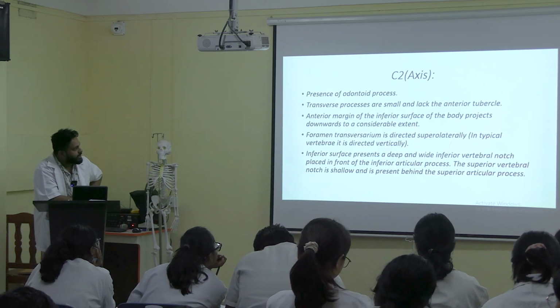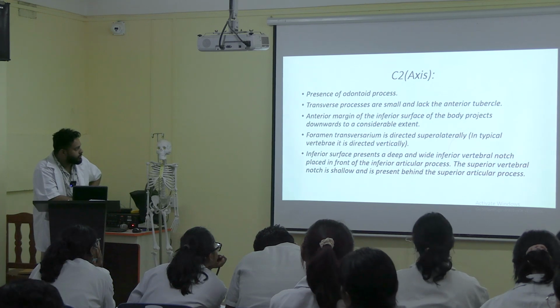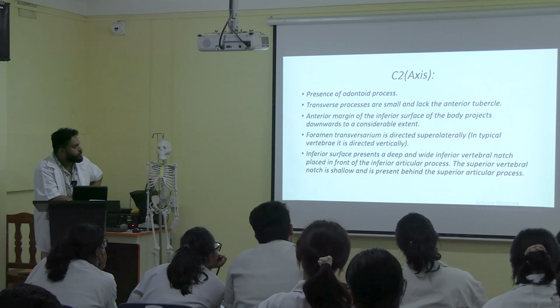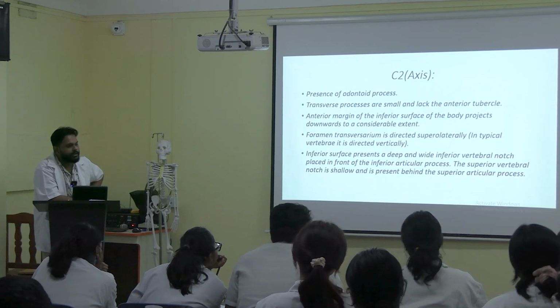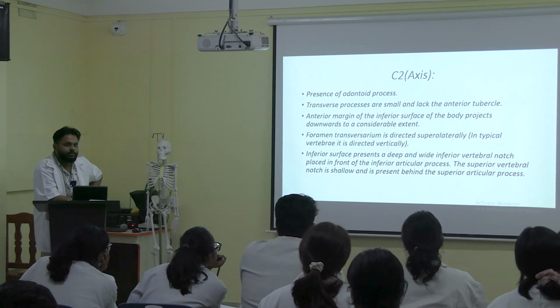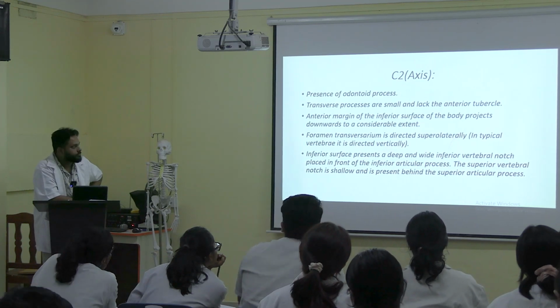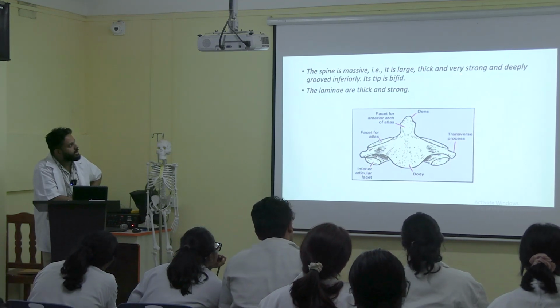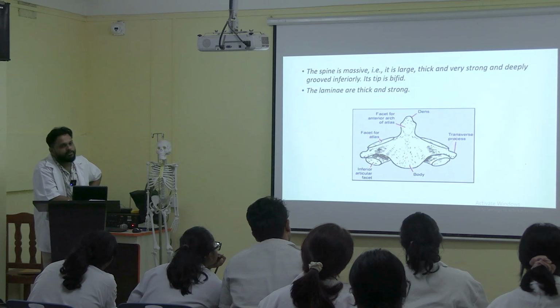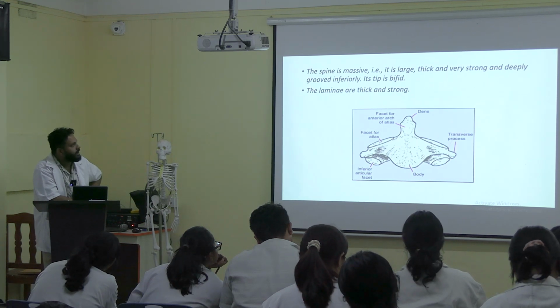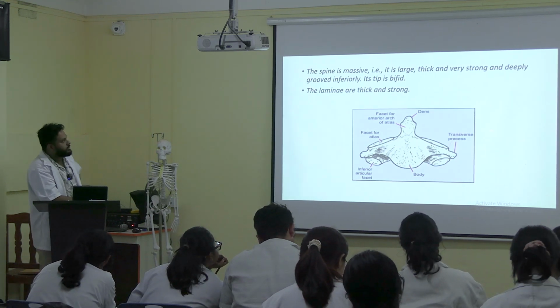Inferior surface presents a deep and wide inferior vertebral notch placed in front of the inferior articular process. The superior vertebral notch is shallow and present behind the superior articular process. Factual things. Okay. The spine is massive. It is large, thick, and very strong, and deeply grooved anteriorly. Tip is bifid. The lamina are thick and strong. So these are the parts.